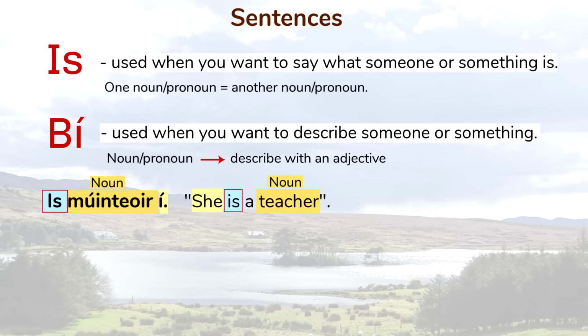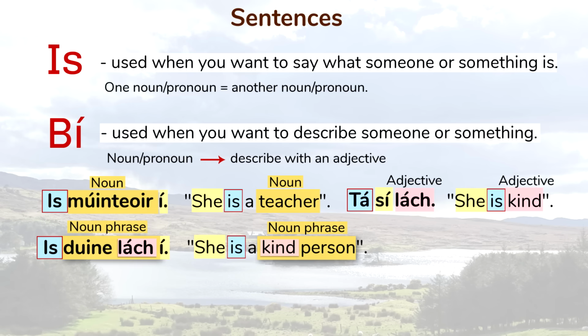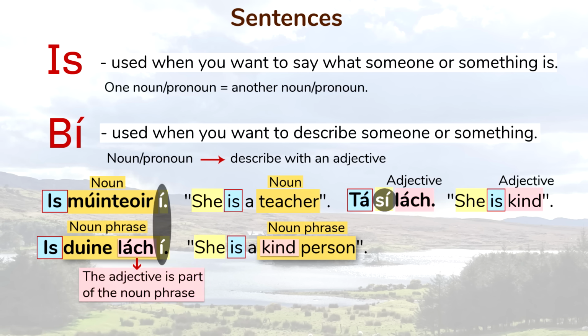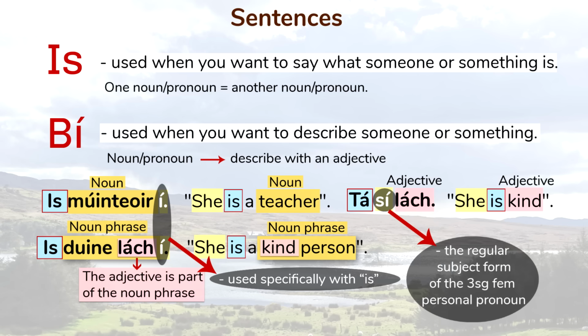So we have Is múinteoir í, meaning she's a teacher, and Tá sí cineálta, meaning she is kind, but Is duine cineálta í, means she's a kind person. Here, kind person is a noun phrase, so we use is. Also, note the difference in the personal pronouns. Í is a form of the personal pronoun that is used specifically with is. Sí is the regular subject form.